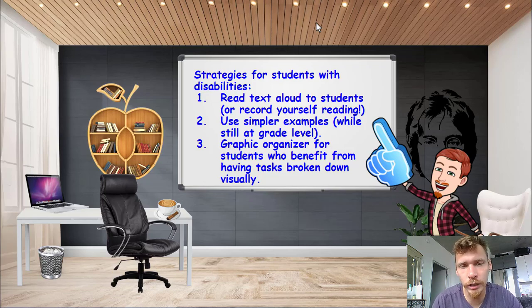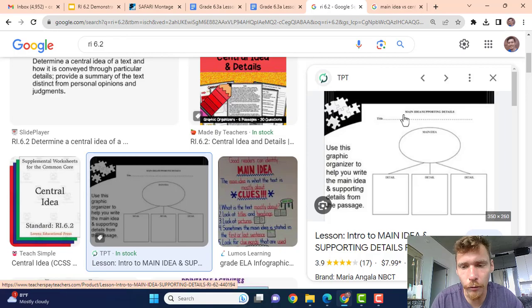And then finally, you can use graphic organizers for students who really benefit from having things visually broken down. And so they know exactly what is expected of them in the task, and that is visually apparent. You can just use a simple one, such as this one right here. It's main idea and supporting details. And I know that our focus has been on central idea, so you can modify this and make it say central idea instead. Or you could just let students know it says main idea, but we're focused on central idea. And they should know by now in the lesson that main idea and central idea are the same thing, they're synonyms.